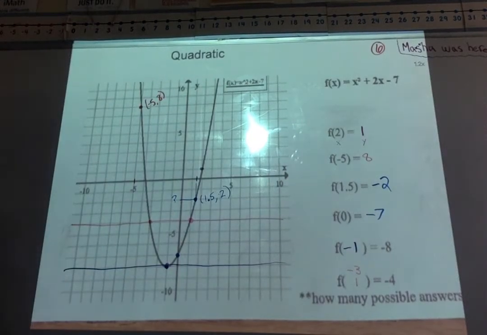You do not need to supply both. You just need to supply one in order to earn full credit. What if you do both? Then you still get full credit.